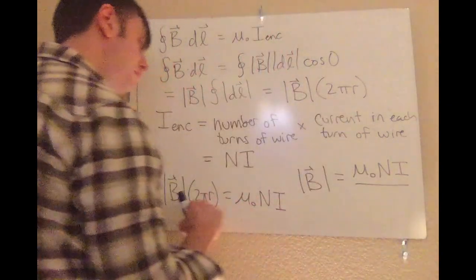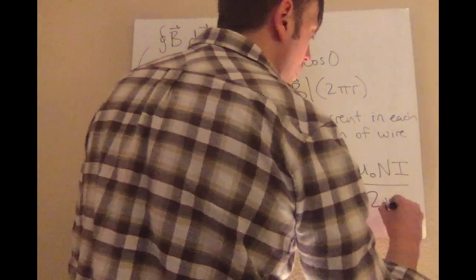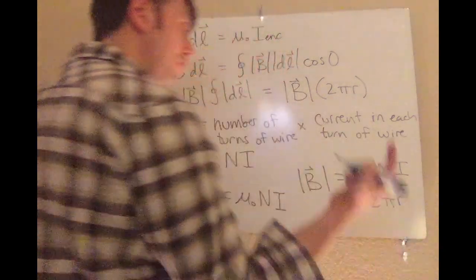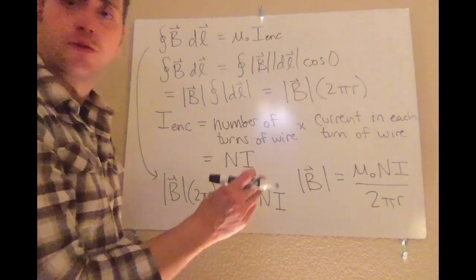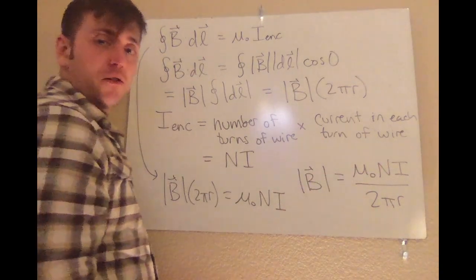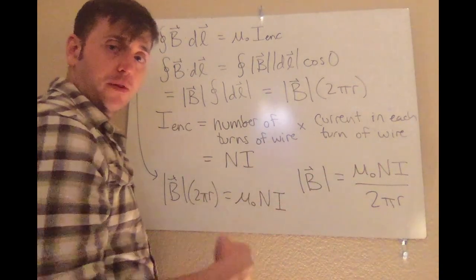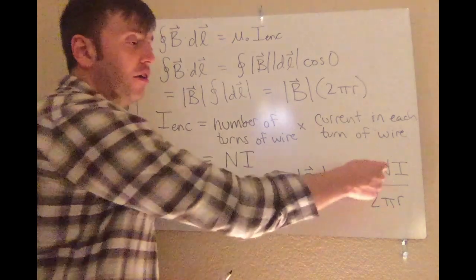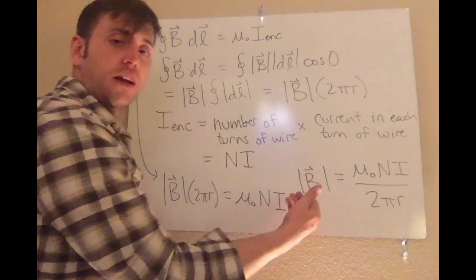That's on top here. On the bottom, we have 2 pi r. So I actually just want to point something out about this formula here. Notice how the number N comes into it. The more times we wrap the wire around the toroid, the bigger N is, then the stronger the magnetic field we can have.